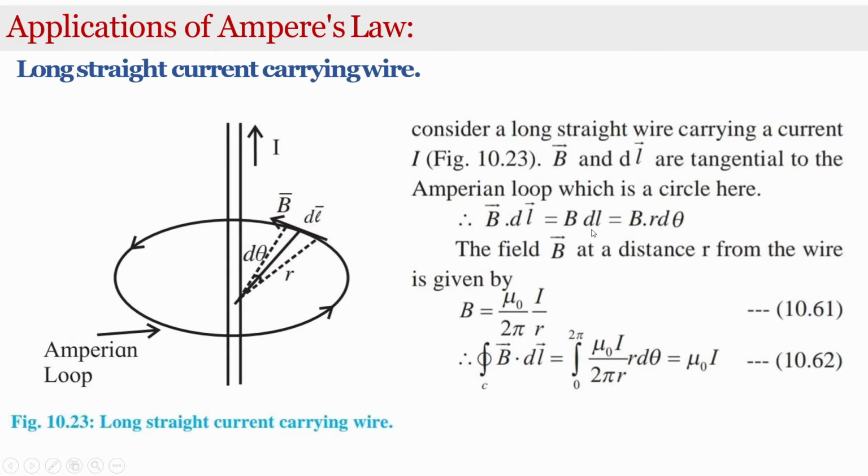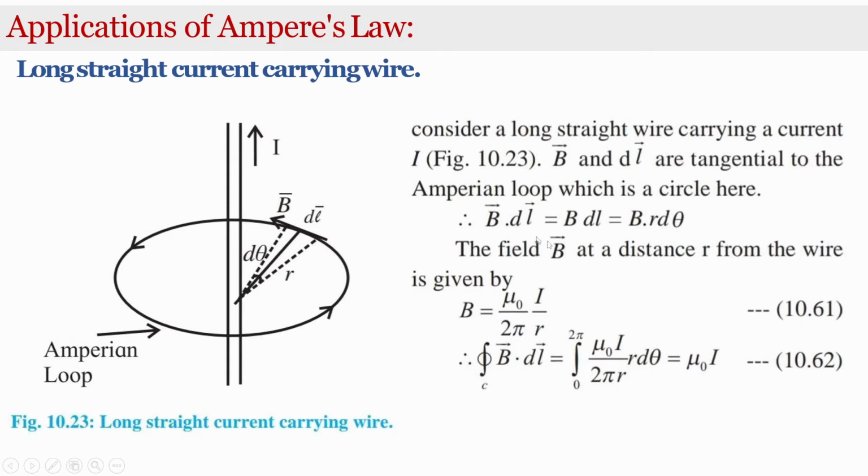Now consider this dl, that is the length dl, the arc. Suppose this element is at a distance r from the long wire. It subtends an angle d theta, so d theta is equal to dl upon r, so dl is equal to r d theta. We can substitute dl equal to r d theta, so we get the equation with B and dl as r d theta.